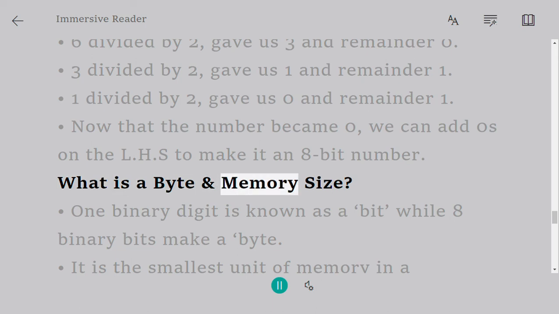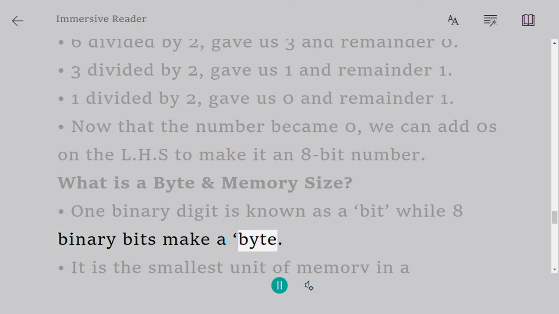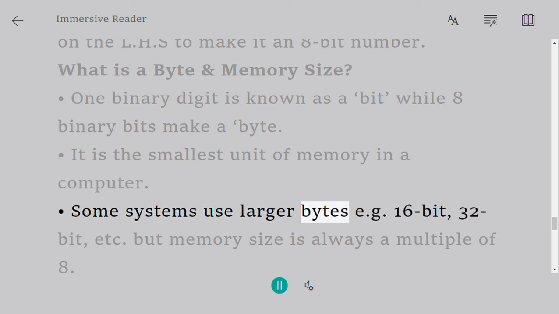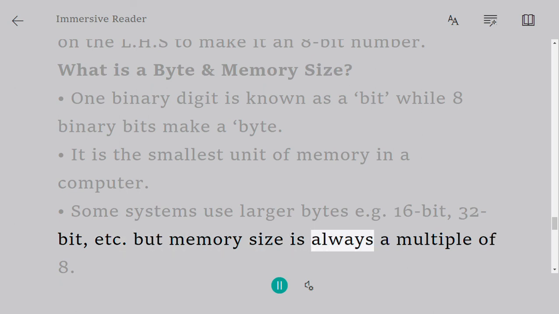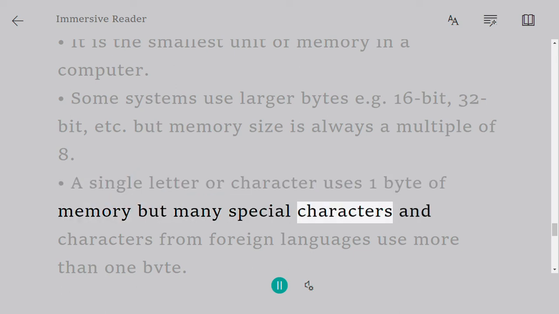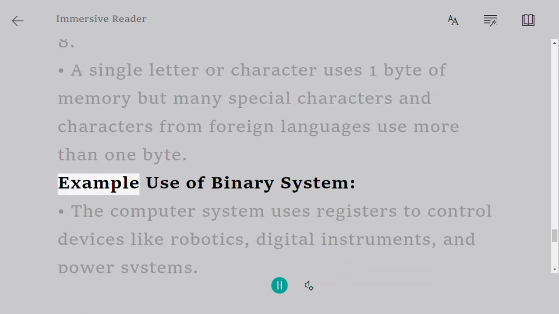What is a byte in memory size? One binary digit is known as a bit while 8 binary bits make a byte. It is the smallest unit of memory in a computer. Some systems use larger bytes, e.g. 16-bit, 32-bit, etc., but memory size is always a multiple of 8. A single letter or character uses 1 byte of memory, but many special characters and characters from foreign languages use more than 1 byte.